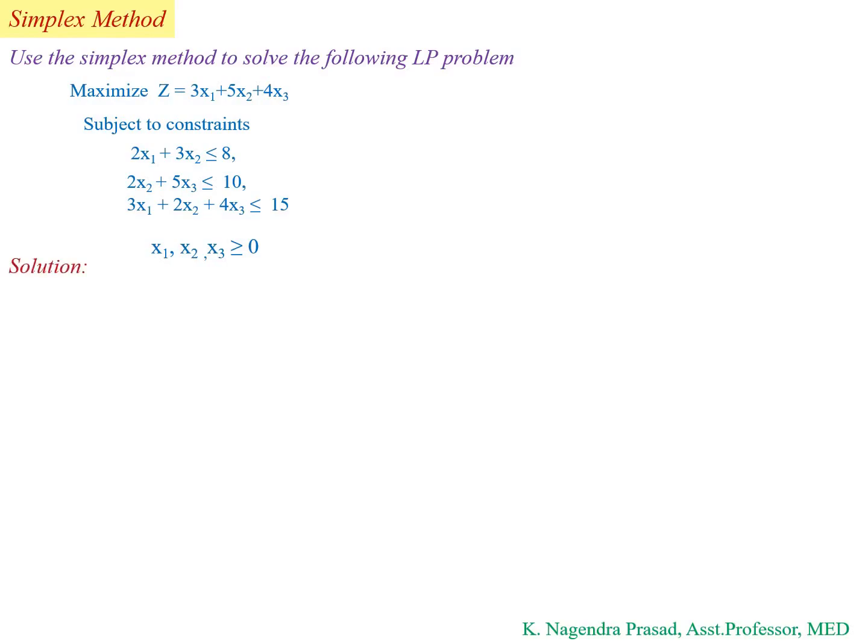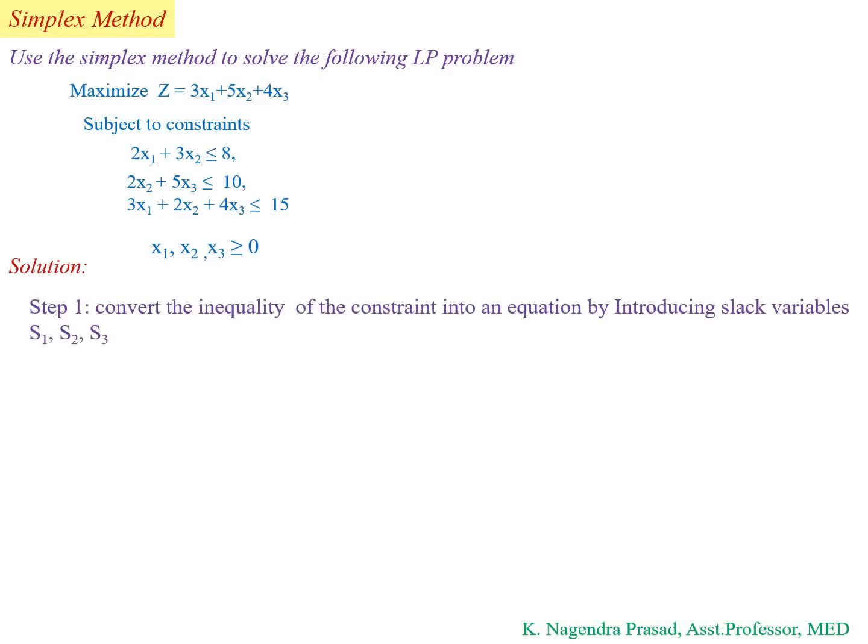Let's see the solution. First observe whether the given problem is a maximization or minimization model. Here the given model is maximization, so there is no need to change the objective function. First step is to convert the inequality of the constraints into equations by introducing slack variables s1, s2, s3.